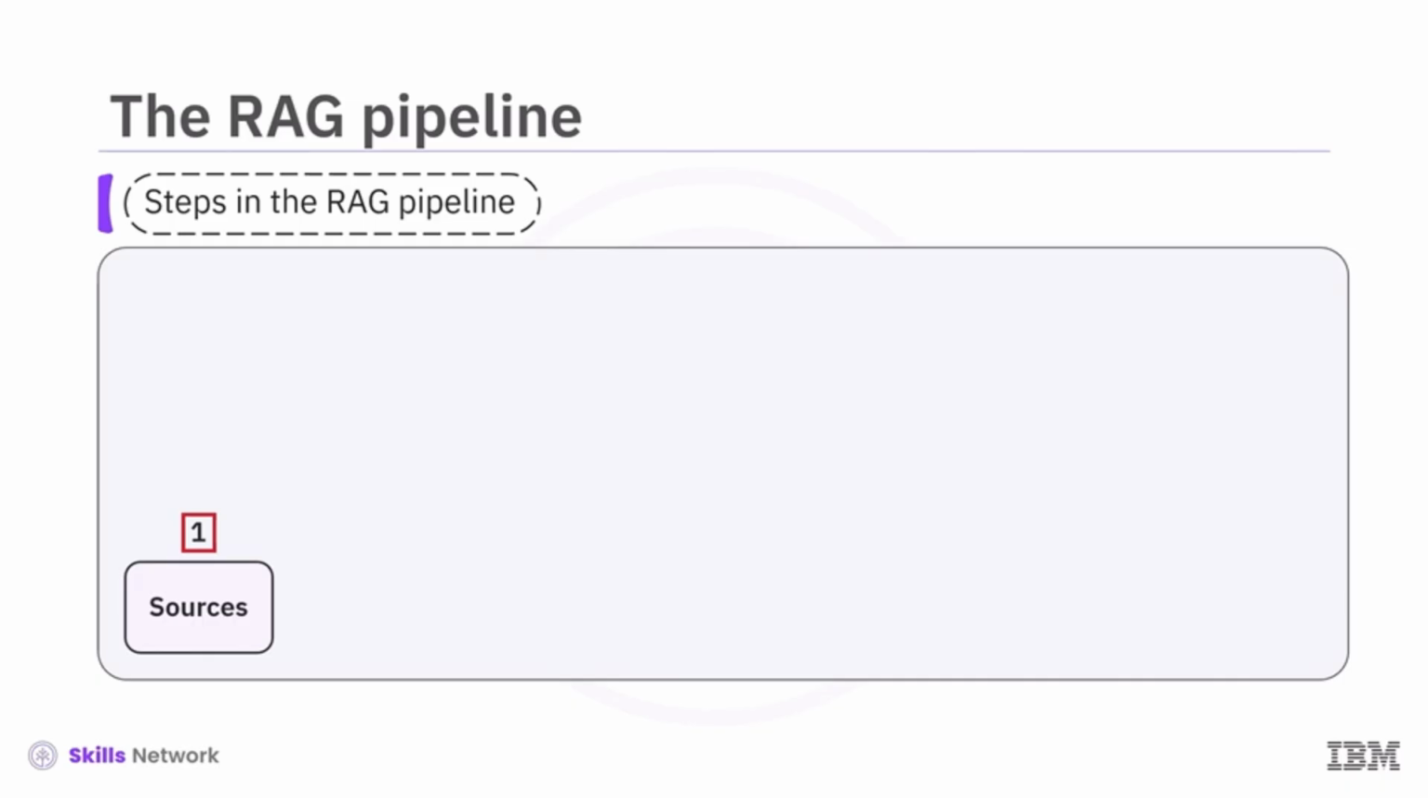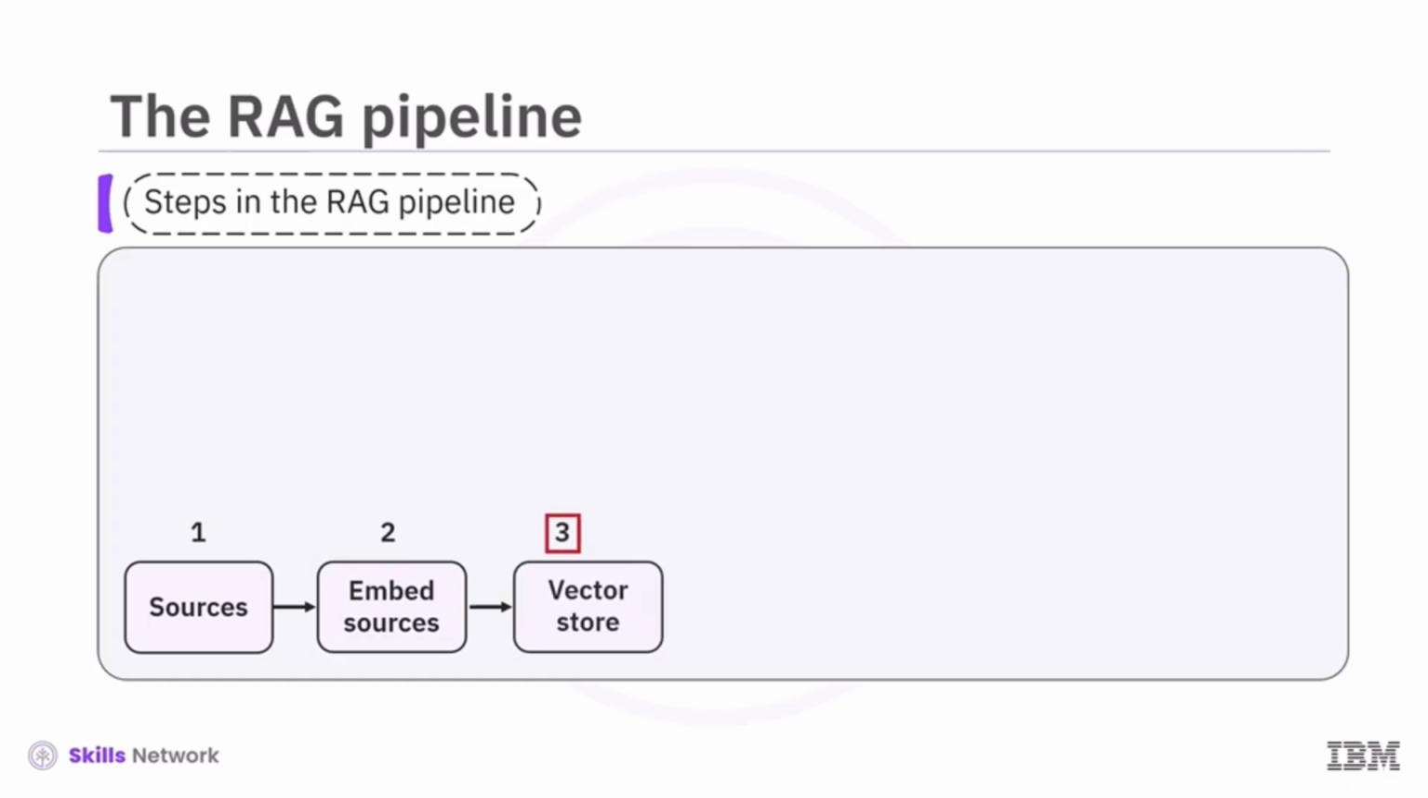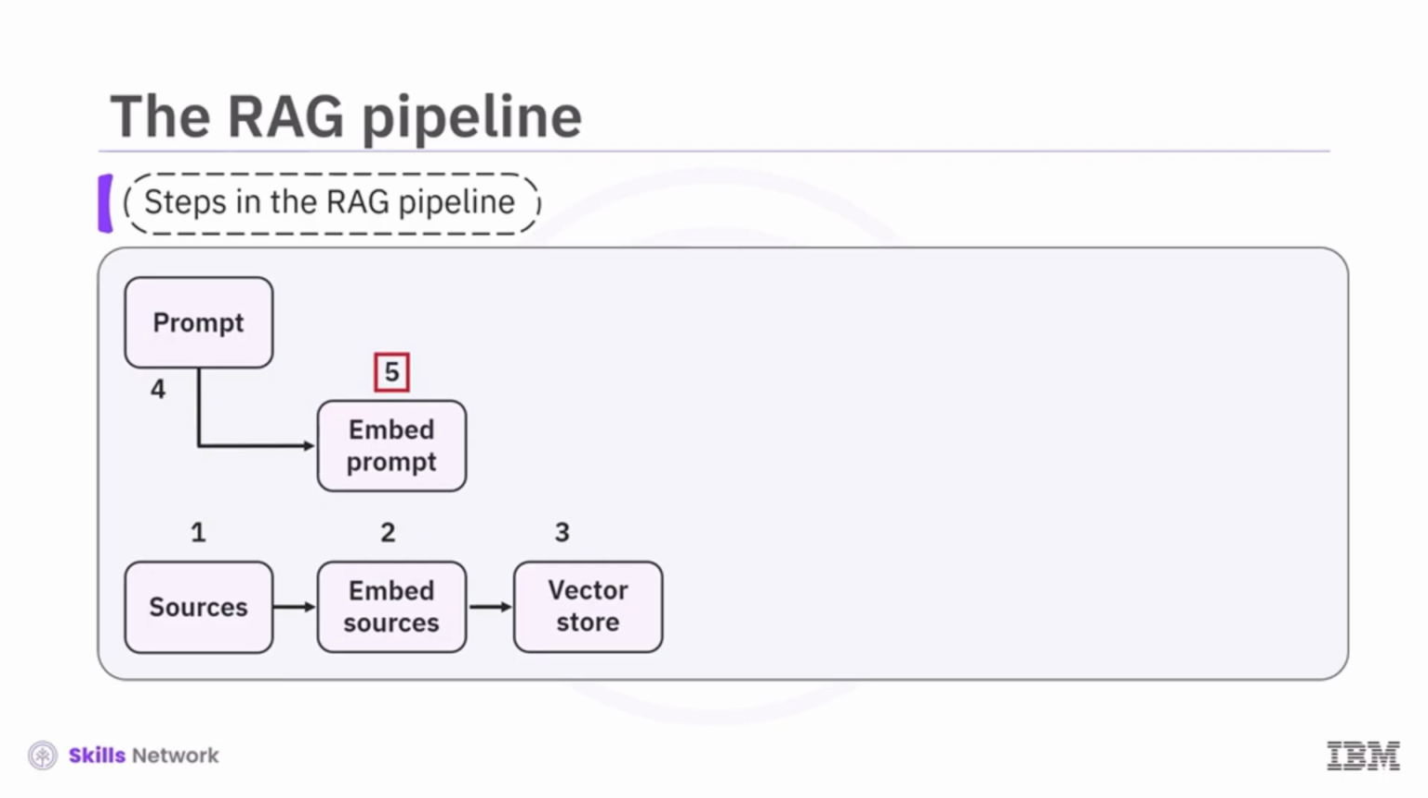First, source documents that are relevant to the use case are provided and potentially split into smaller chunks. Next, the source documents or their chunks are embedded. Then, these sources and their embeddings are stored in a vector database such as ChromaDB. Next, a user's prompt is received. Then, this user's prompt is embedded.